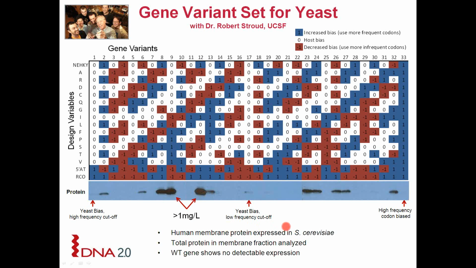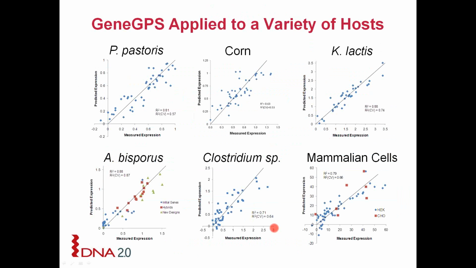And I don't have the details here, but like with the E. coli sets and the Pichia sets, we can build a model that explains this variation very well. And we've done a lot more work with Bob Stroud, both in yeast and further work in mammalian cells as well. All right, so we now have many projects going on in a wide variety of hosts, and I'm just glossing over them here with the summary slide.